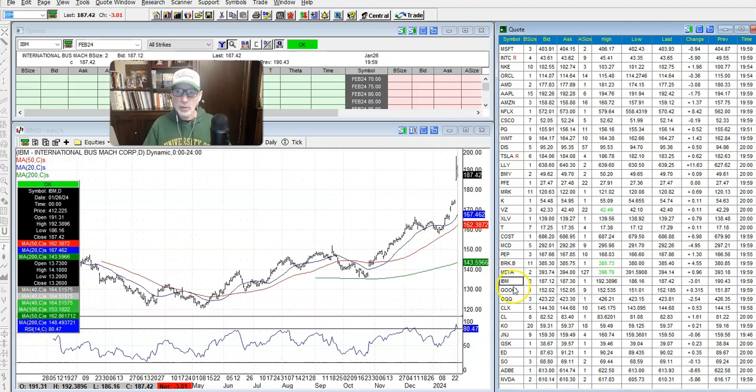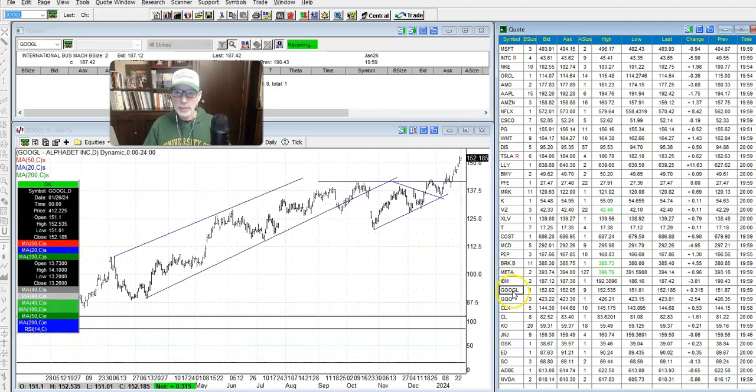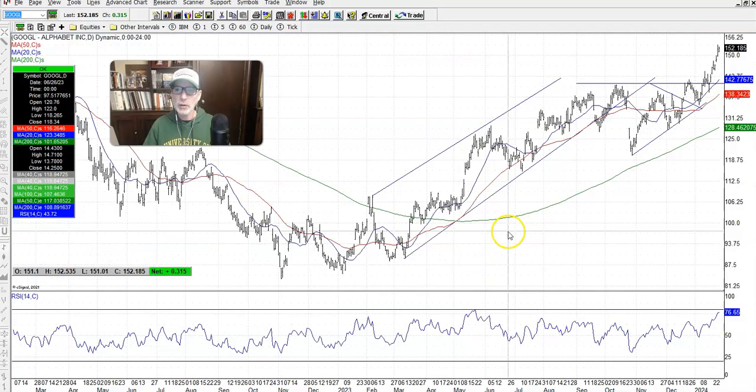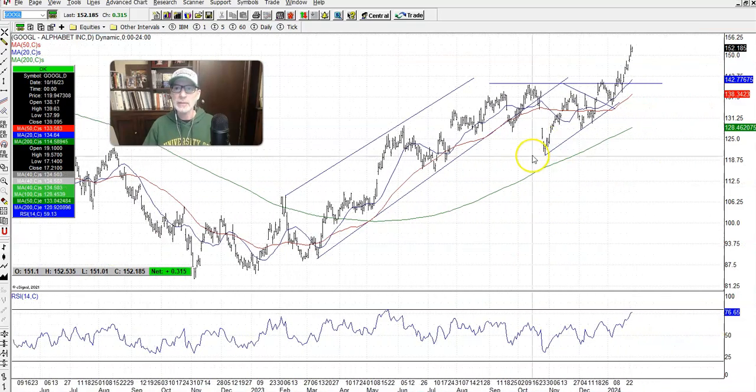IBM, also very strong. Google, anything with Google? Yep, same thing. All these strong NASDAQ stocks, ascending triangle, had the resistance. Once it gets through resistance, it goes. Also getting a little overbought here. So you want to wait.